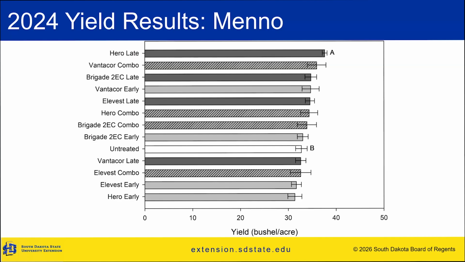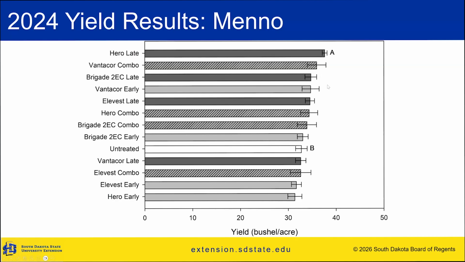For this analysis, we were comparing each individual treatment to the untreated control. What we wanted to see is something that stood out as being statistically significant in terms of difference from the untreated control. And for our Minnow location, the only treatment that was significantly different was the Hero applied late.